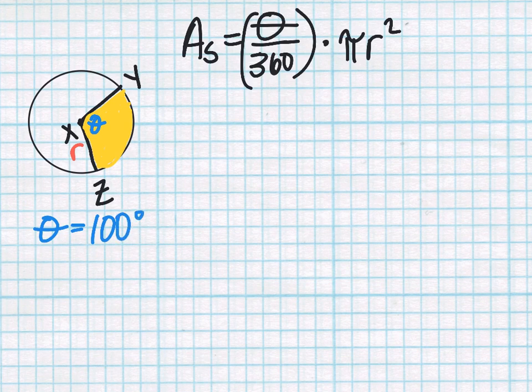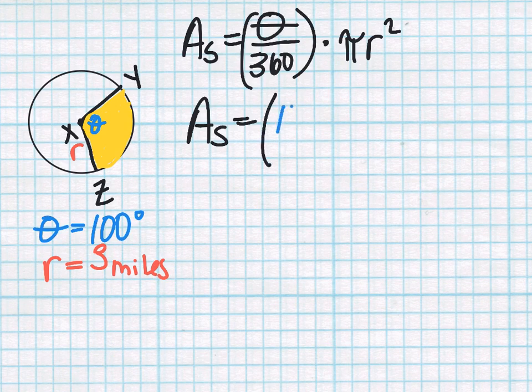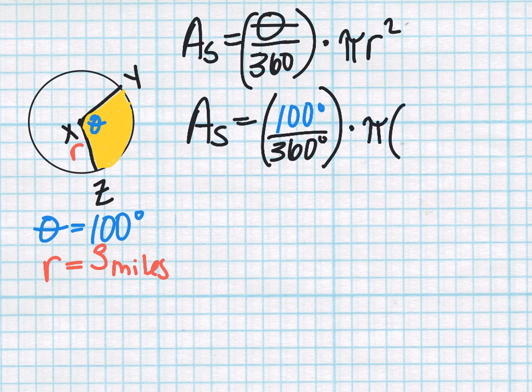Again, with all my examples, none of this is drawn to scale. We're just using the numbers. And the radius is, well, let's go with 3 miles. So this is apparently a really big circle. So let's just plug these numbers in and see what we get. Area of the sector is equal to theta, so 100 degrees, out of 360 degrees, times pi, times the radius, which is 3 miles, squared.